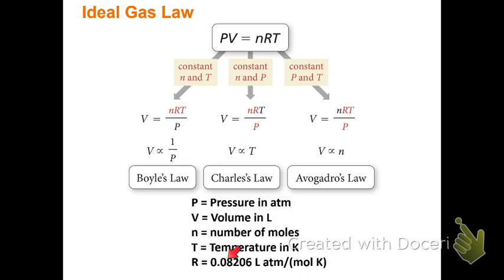The value of R, the ideal gas constant, is 0.08206 with these units: liters atmospheres divided by mole kelvin. So these are the units of the other variables. We have pressure in atmospheres, which matches this one, volume in liters, number of moles, and temperature in kelvins. So this is the ideal gas law equation. You might want to remember this: PV equals nRT.